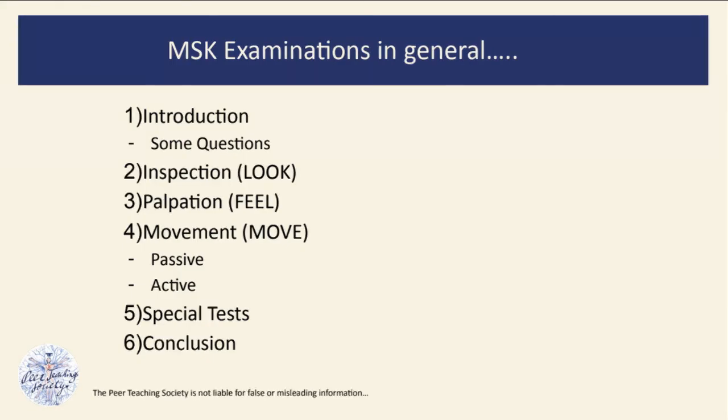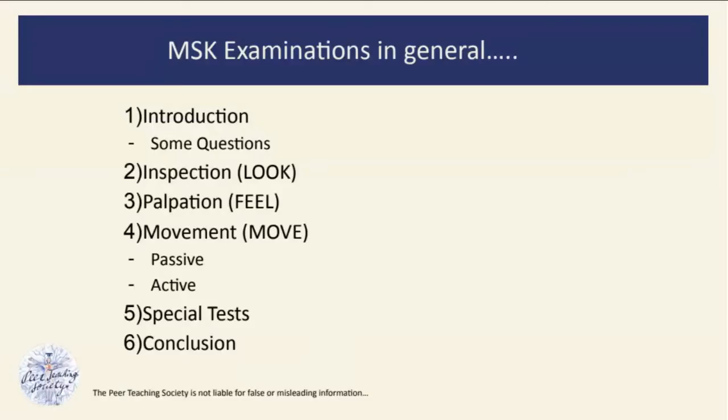So passively is making them do it themselves without any input from yourself. Actively is where you make them go floppy and you do it yourself for them. And then you have special tests, testing for special things. And then you conclude and summarize your examination to the examiner.